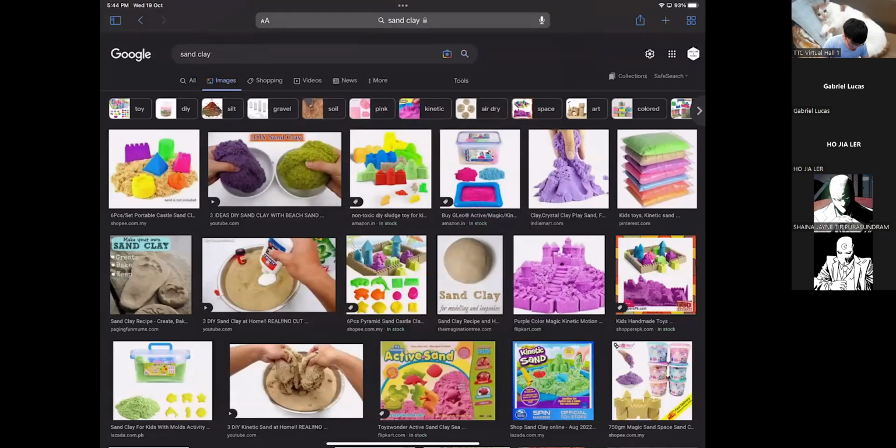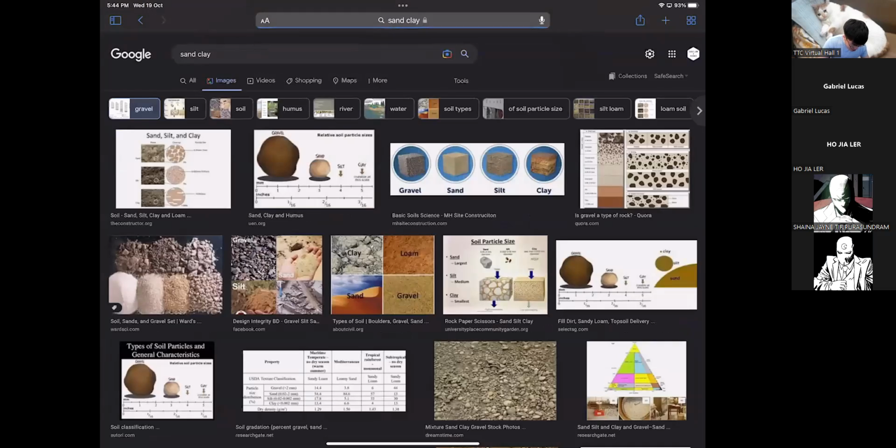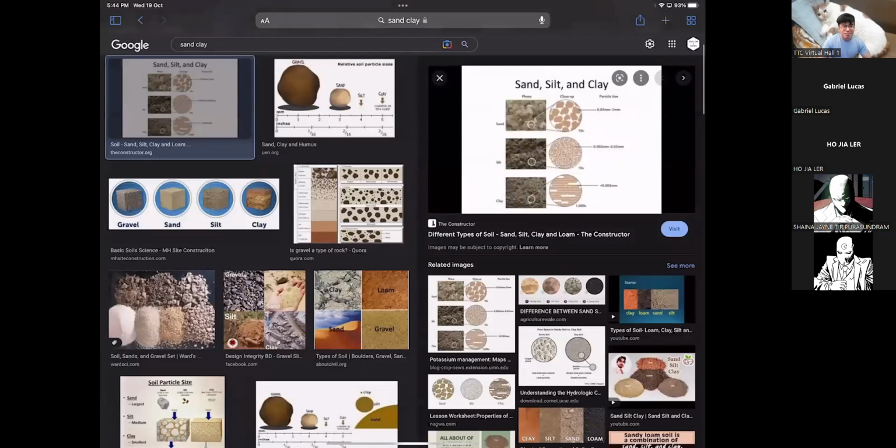Oh yeah, I used to learn this in engineering. There are different types of these. I show this, you understand.